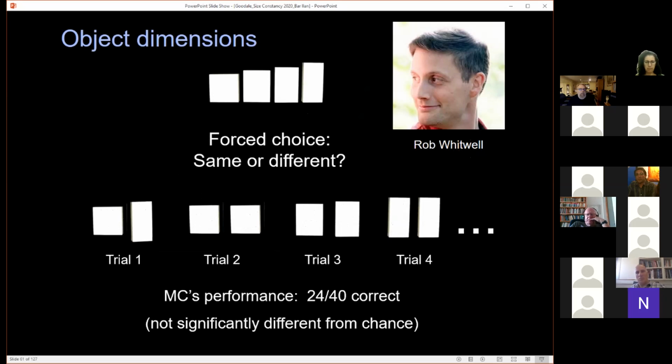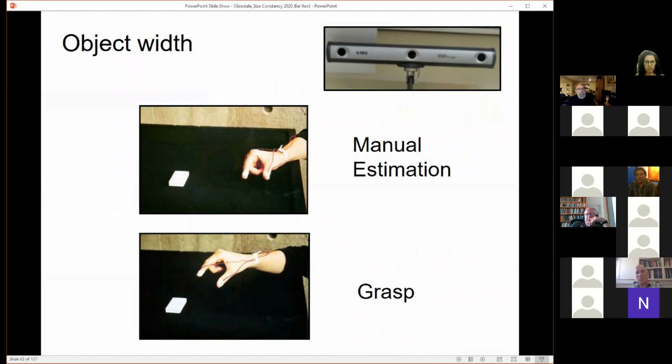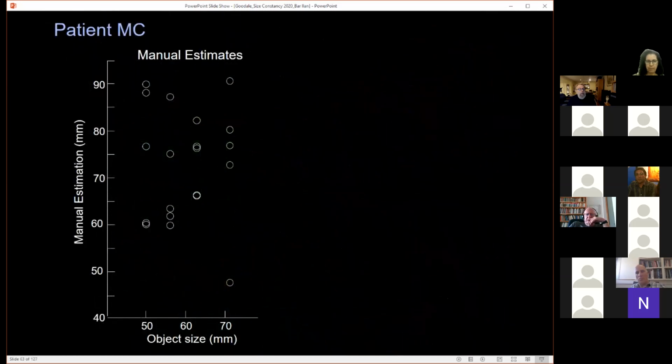So we thought, well, what about estimating the size? Could she estimate the size with her hand? And of course, then we also tested her on grasping. So these are her manual estimates. And basically, she's flatline. She can't tell you the size of these objects.